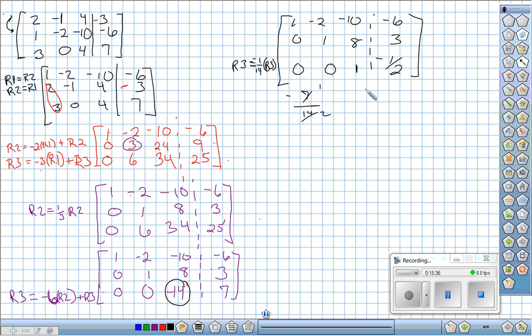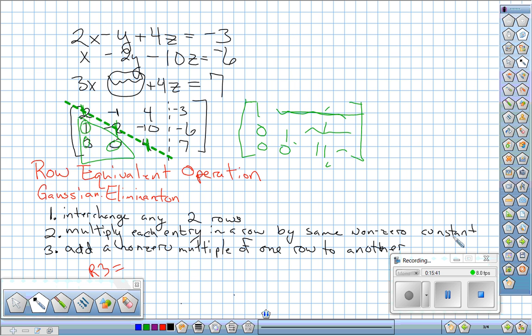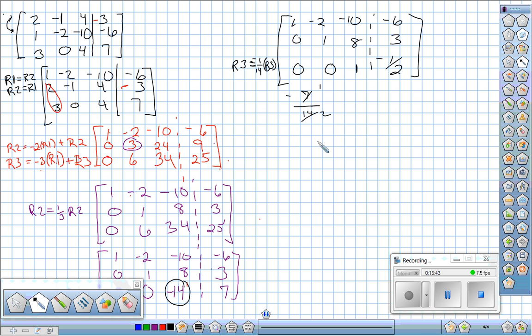So what this tells me, if I look back at my system of equations and my variables, I had an x, a y, and a z. I can write new equations from this. I can write x minus 2y minus 10z equals -6. Anywhere I can go back and forth between equal signs and equations. Then y plus 8z equals 3. Then I also have z, I'm forgetting my z's here, sorry about that. And then z equals -1/2.